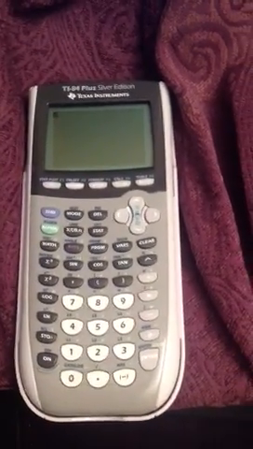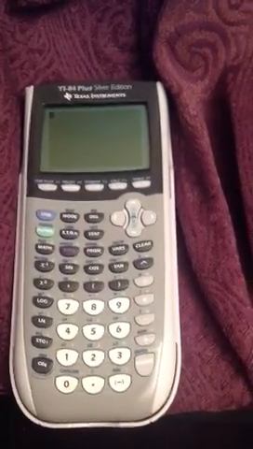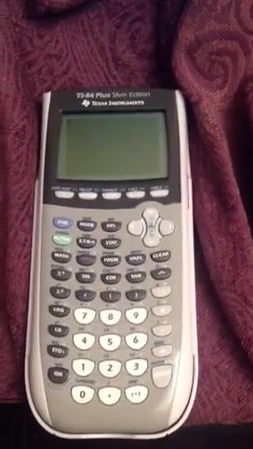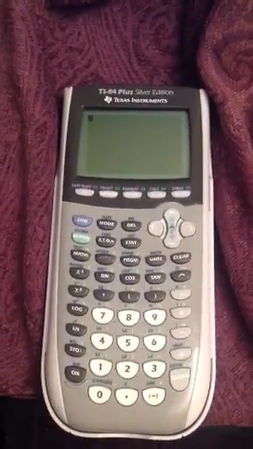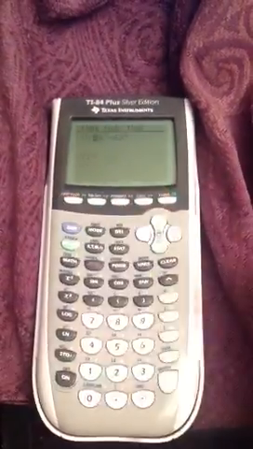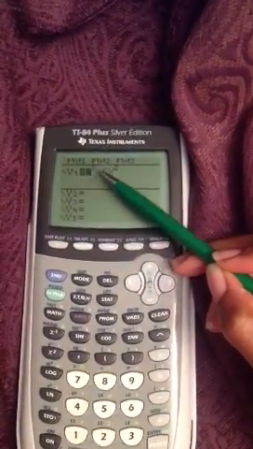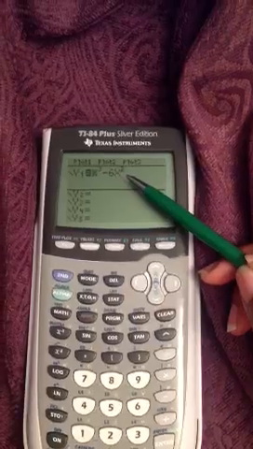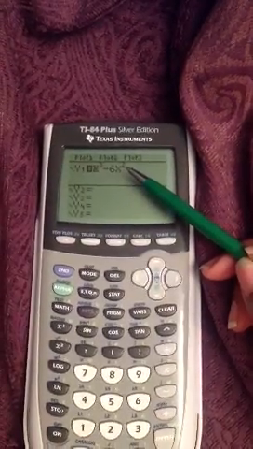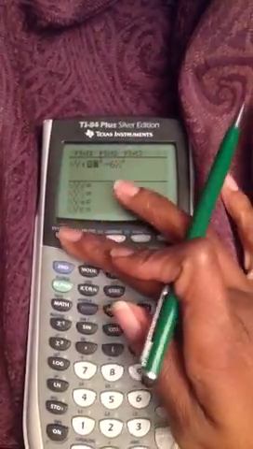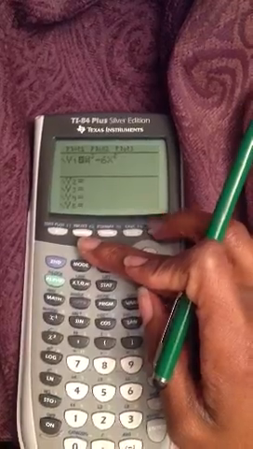So for your particular problem, they gave you a function that they wanted you to graph, and they gave you a domain and a range to look at. So the first thing you want to do is go to your y equals, and then enter in the equation you're given: x cubed minus 6x squared. Then they gave you values in parentheses, and those represent what you need to change your window to.